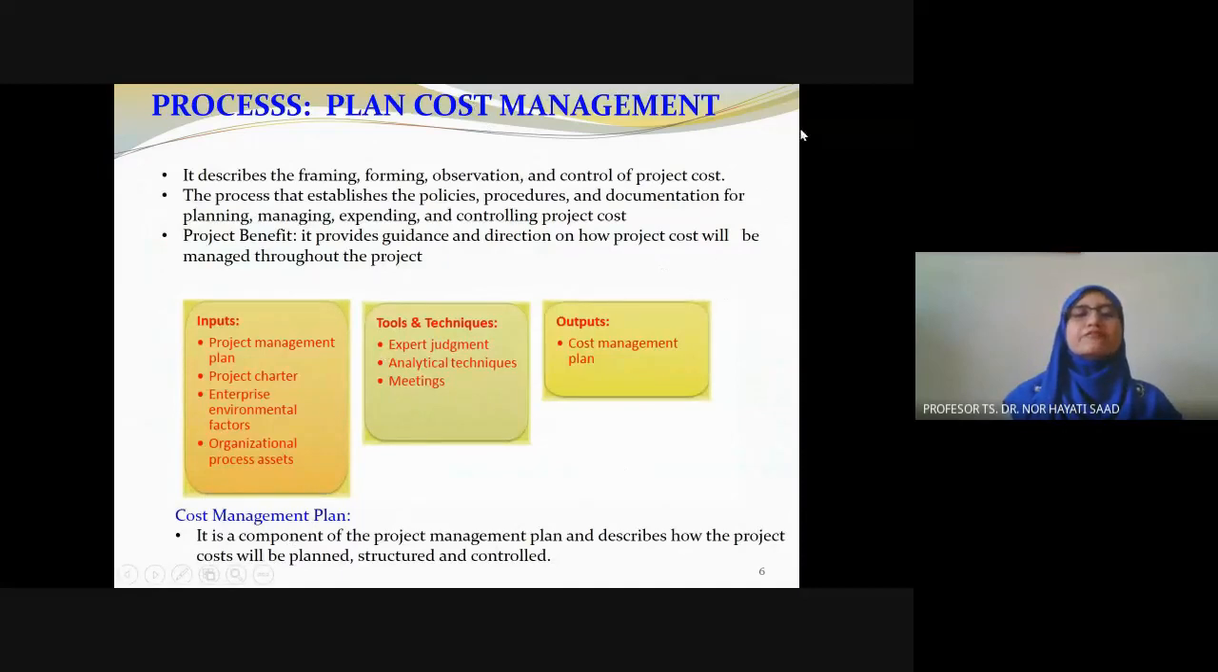Again, we have the processes in plan cost management. It describes the planning, structuring, and control of the project cost. The benefit is that it provides guidance and direction on how project costs will be managed throughout the project. One of the things is that we want to know the overall cost structure.